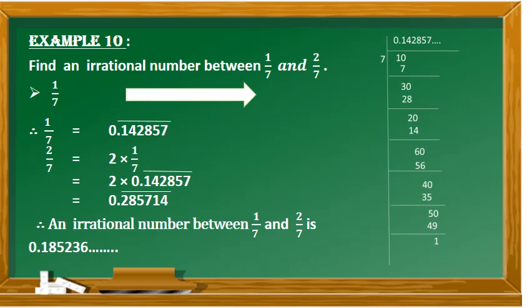7 divides 10 one time, that is 7 ones are 7. 10 minus 7 is 3. So add 0 to 3 such that it becomes 30. 7 divides 30 4 times. 7 4s are 28 with the remainder 2. Add 0 to 2 such that it becomes 20. 7 divides 20 2 times, that is 7 2s are 14 and leaves a remainder 6.